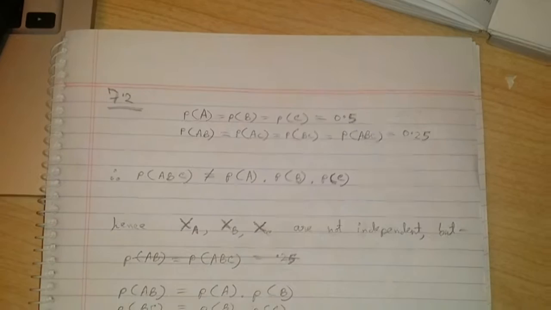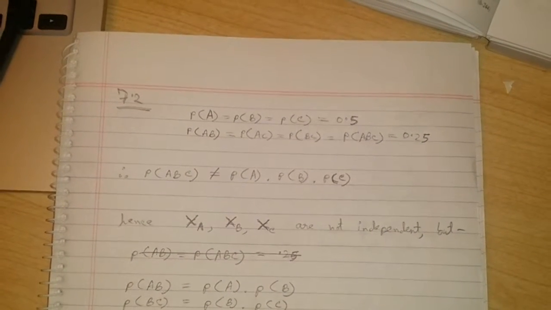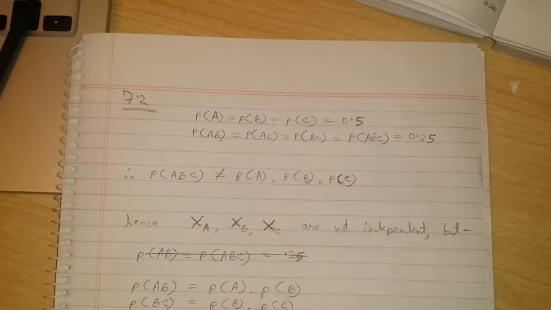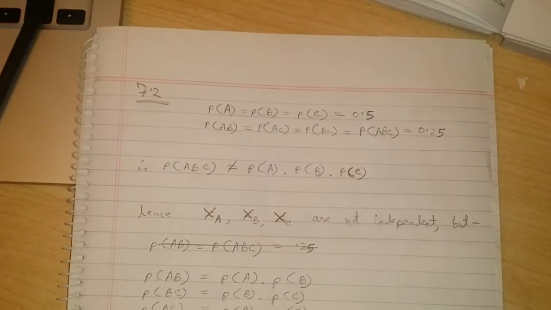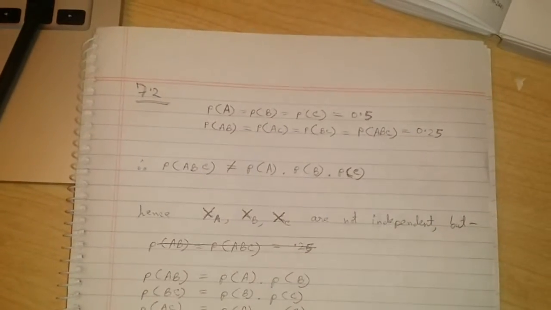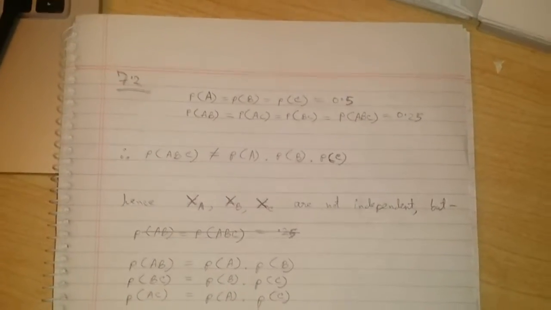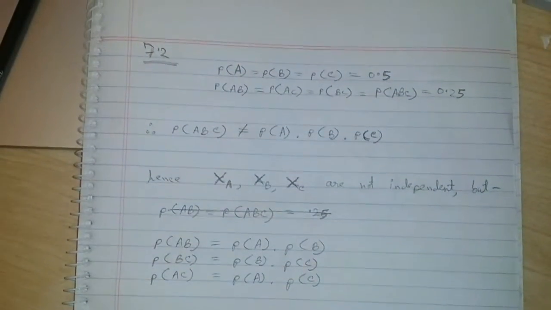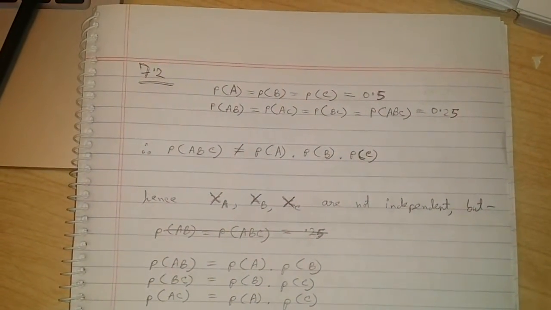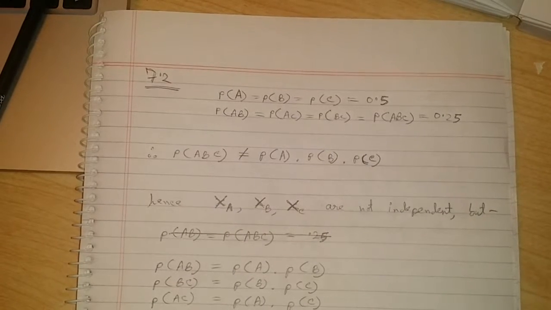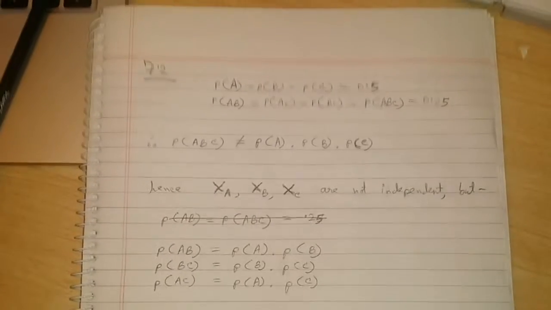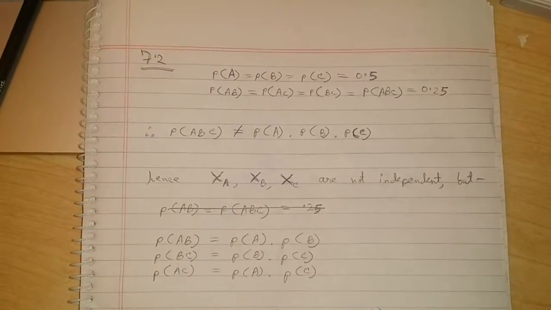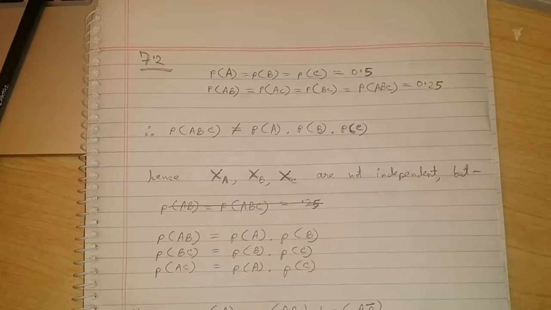For 7.2, we have been given that probability of A, probability of B, probability of C all are equal to 0.5, and probability of A intersection B, A intersection C, B intersection C are each 0.25, and probability of A intersection B intersection C is equal to 0.25. So we can easily see that probability of A into probability of B into probability of C, which will be 0.5 into 0.5 into 0.5, is not equal to probability of ABC. So the random variables X_A, X_B and X_C are not independent.